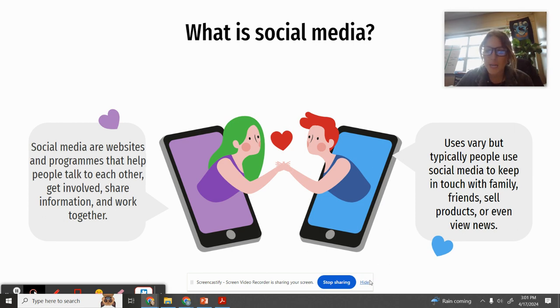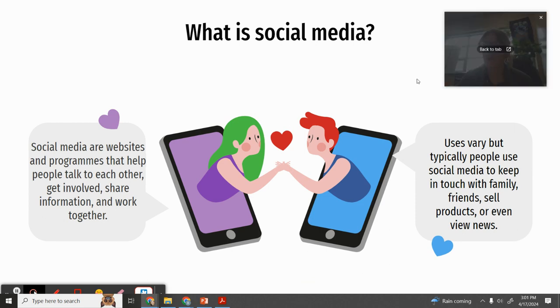We know what the internet is, we know about applications such as TikTok and Instagram and Facebook, and those are social media. So, social media are websites and programs that help people talk to each other, get involved, share information, and work together. At this grade level of fifth grade, typically you guys are using social media to connect with friends or get information or sometimes even communicate with family that might live far away that you don't get to see every day.